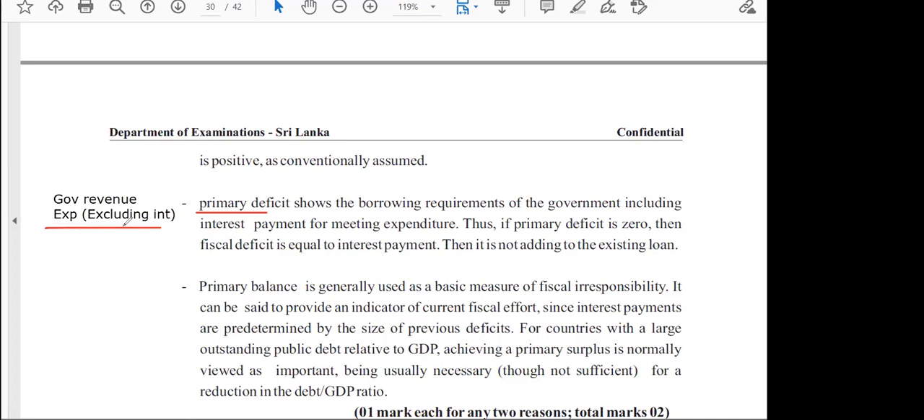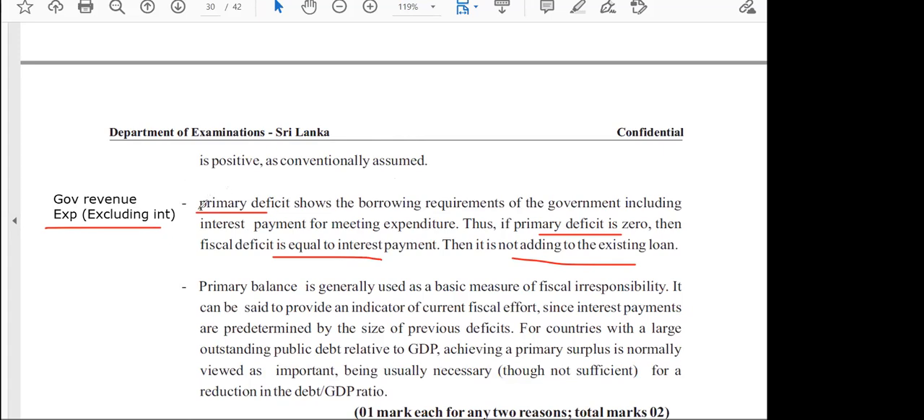Because interest payment, remember, is not that year's. It's previous years' loans. So that is why, if his primary deficit is zero, then the fiscal deficit is equal to interest payment. Then it does not add to existing loans. But if your primary account is also negative, you can't even cover your day-to-day expenditure with that year's revenue, which means you have to keep on borrowing. So, a little bit advanced points. Primary deficit shows the borrowing requirements of the government, including interest payment, for meeting expenditure.